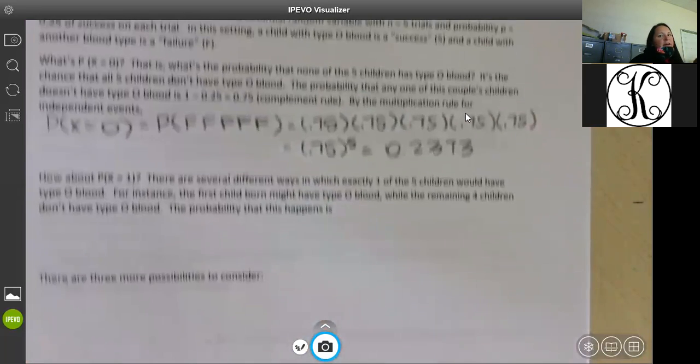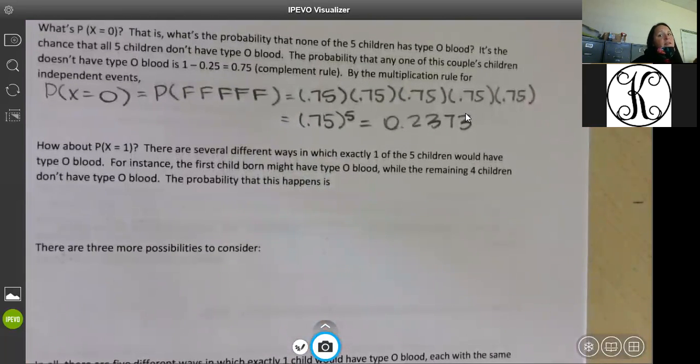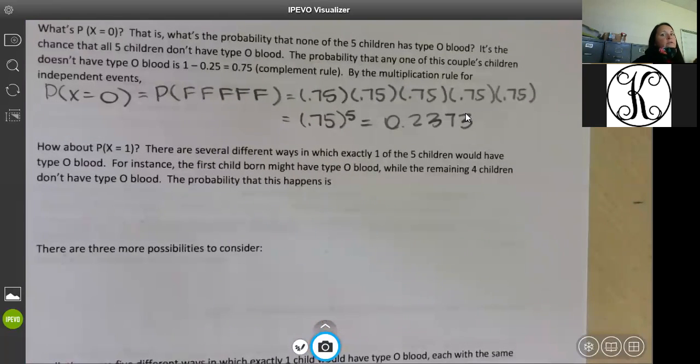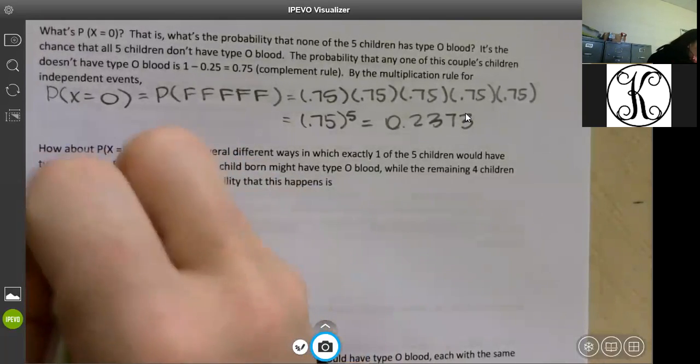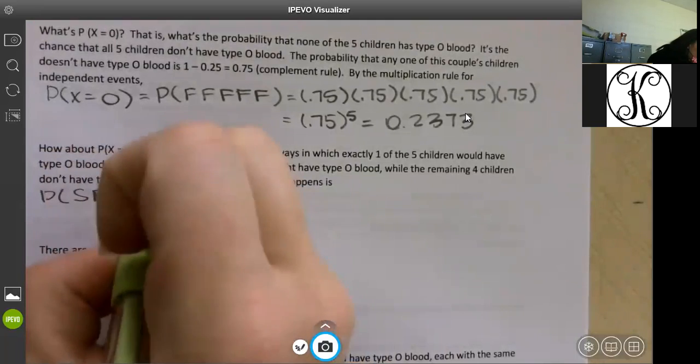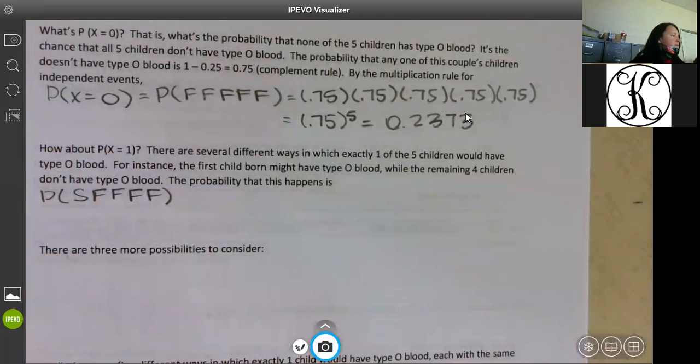How about one kid having type O blood? There are several different ways in which exactly one of the 5 children would have type O blood. For instance, the first child born might have type O blood while the remaining 4 children don't have type O blood. The probability that this happens is the probability that the first one does, but the other 4 do not. Would you always define it like that, and not guess which of the children are going to have it? Right now, no.